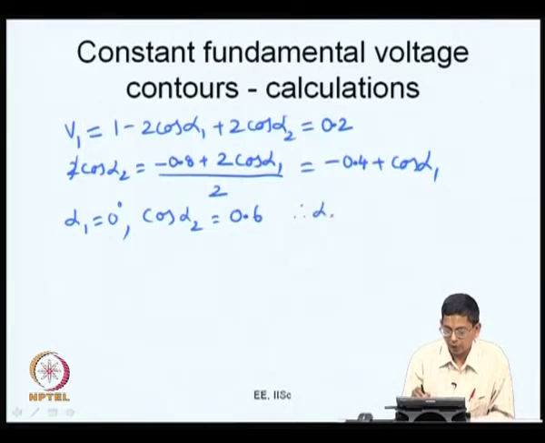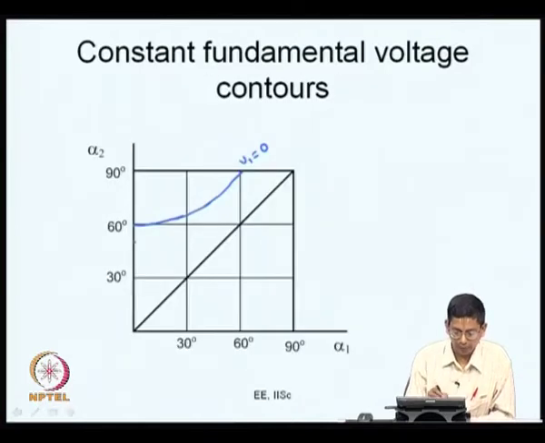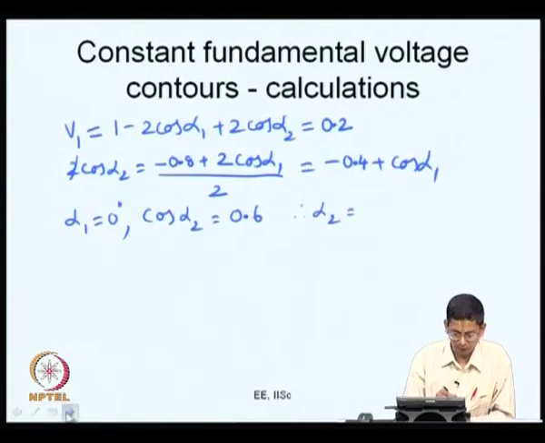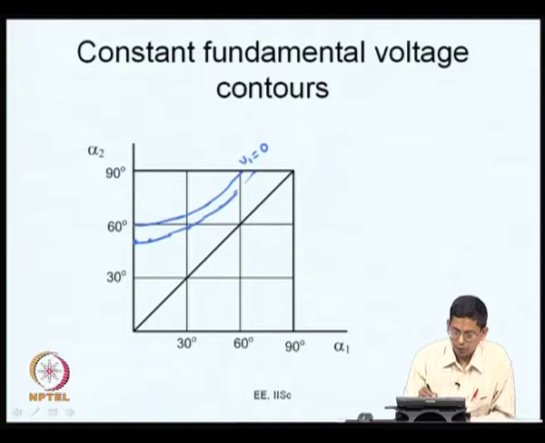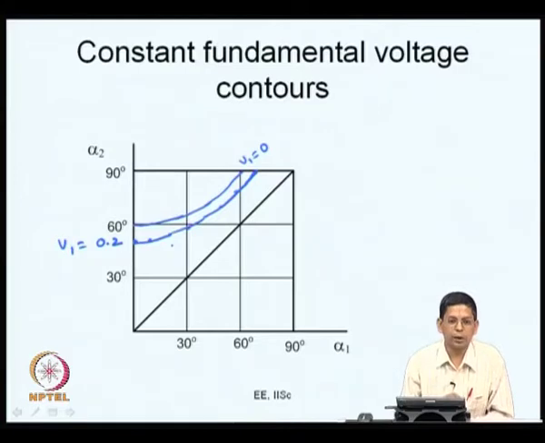Therefore, I will get some value of alpha 2, and where will that alpha 2 lie here on this curve? It will be somewhere here. This is cos alpha 2 is 0.5 and now I am talking of cos alpha 2 is equal to 0.6. So, it is some value lower than that here. This is the value that I will get now. So, if I go about getting several points, I will get points like this, and this would be my V 1 is equal to 0.2. This curve could be my V 1 is equal to 0.2.